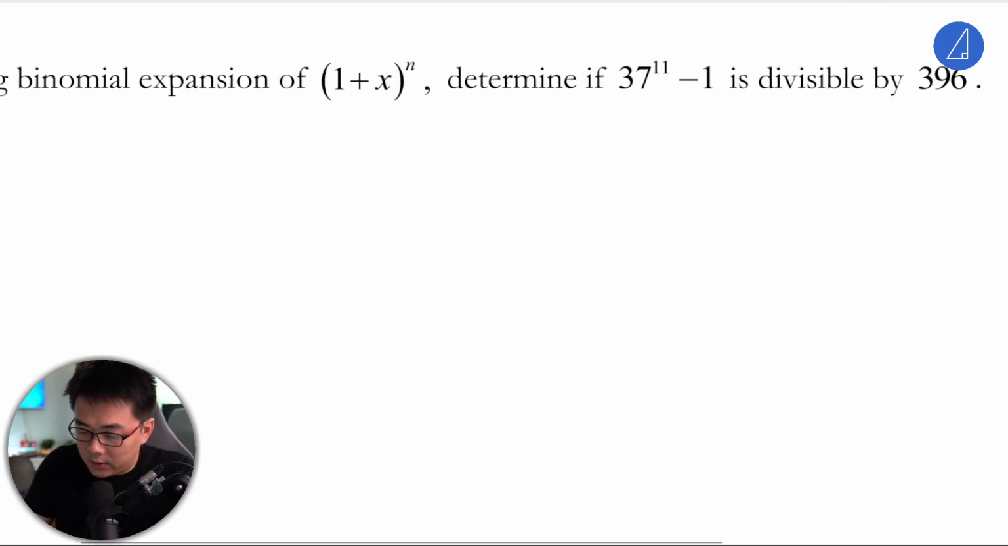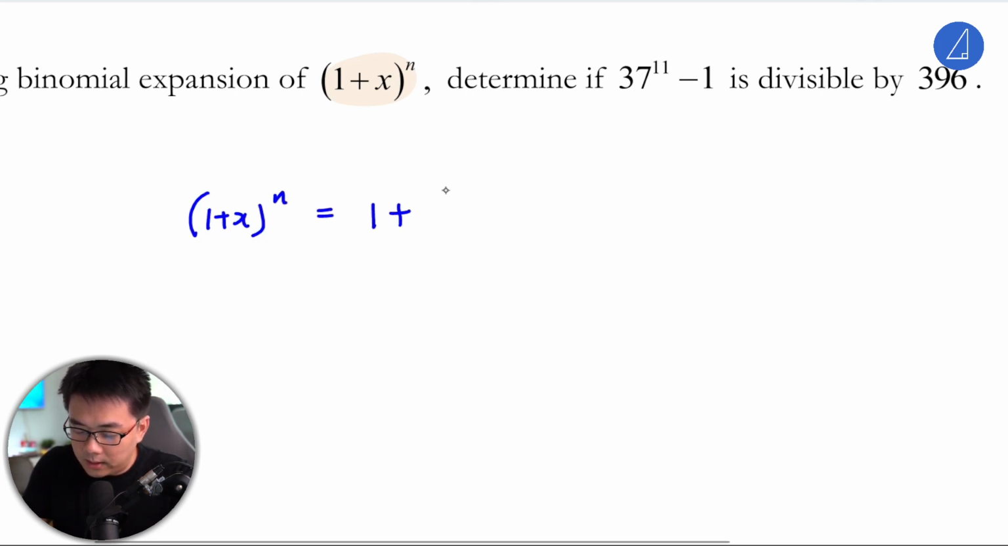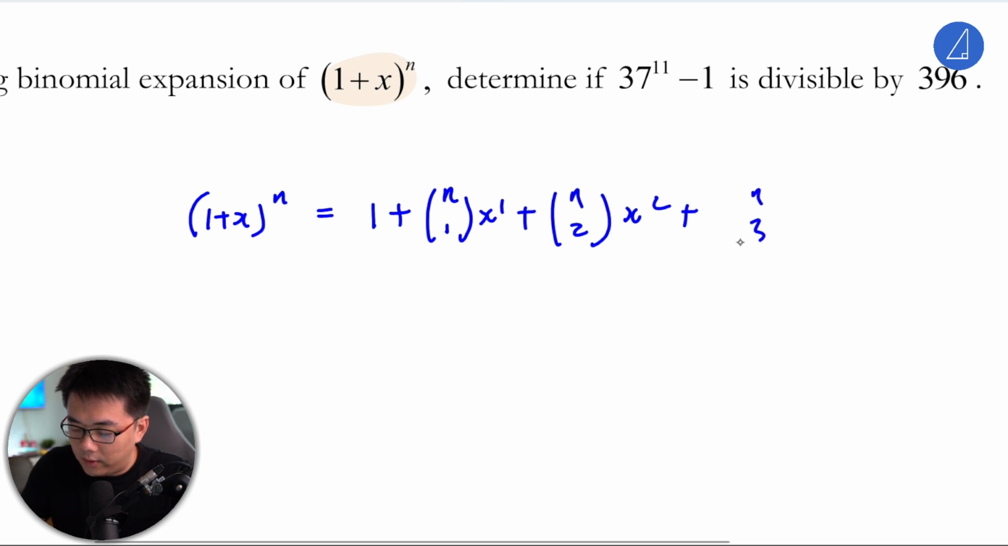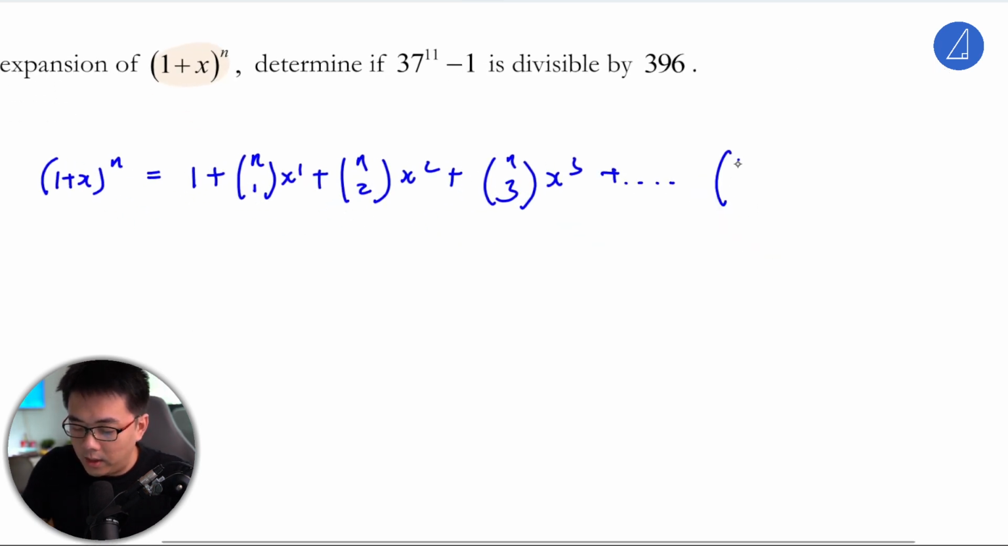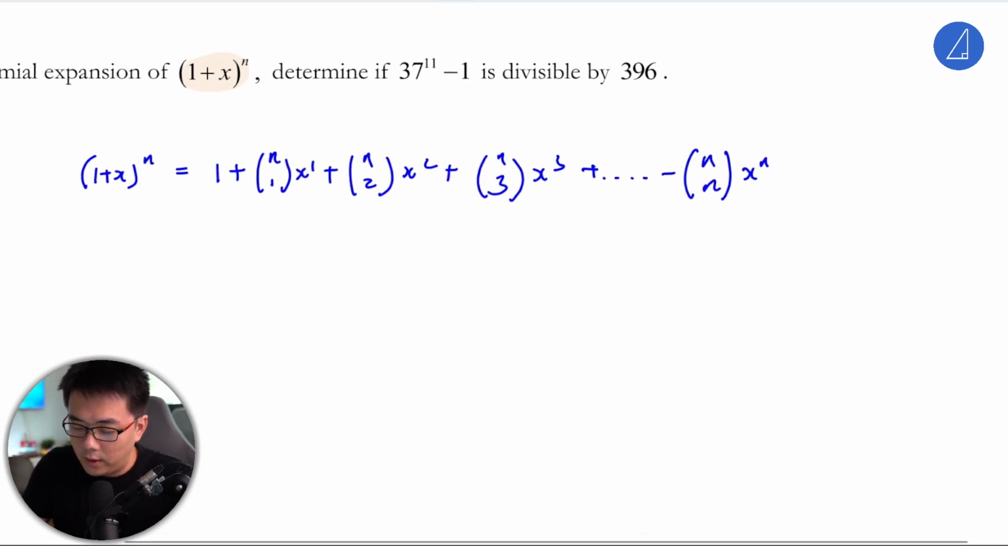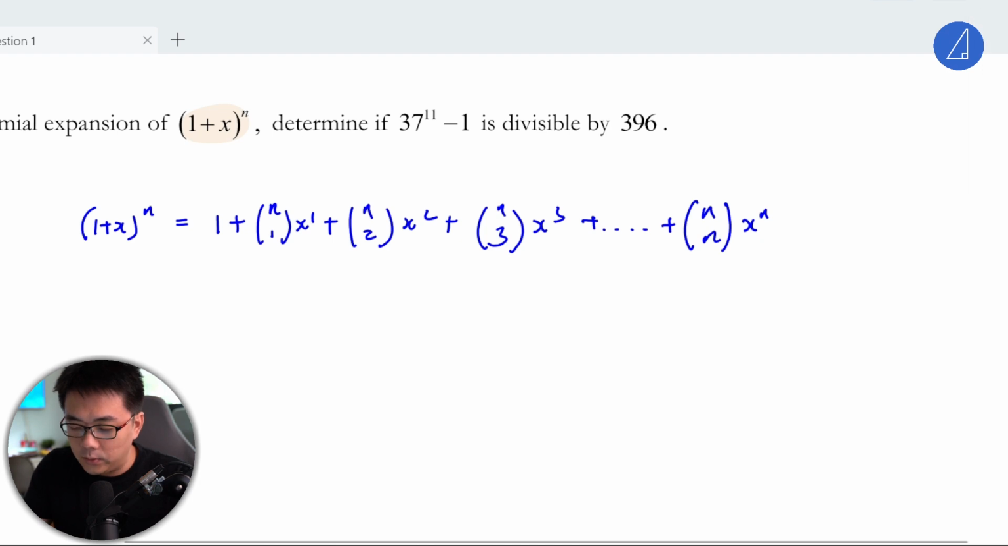So the first thing is to expand this. We would already know how to expand this, right? So (1 + x)^n equals 1 plus nC1 x^1 plus nC2 x^2 plus nC3 x^3, all the way to nCn x^n. But of course, if you are not very sure how to get this, we can just do the manual method of binomial expansion.